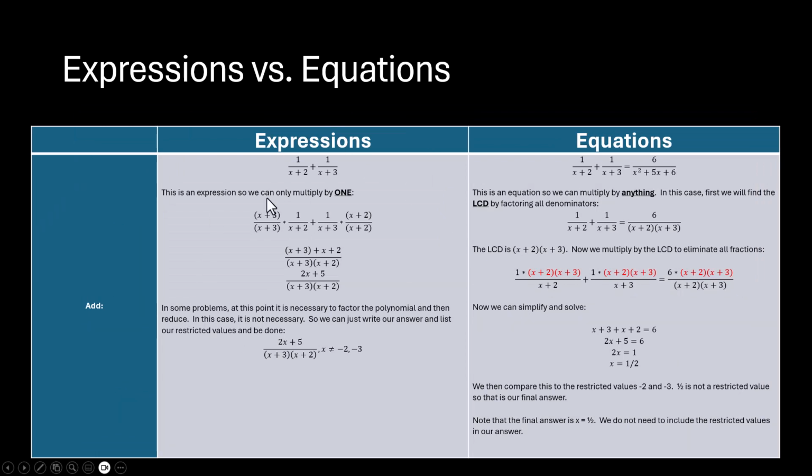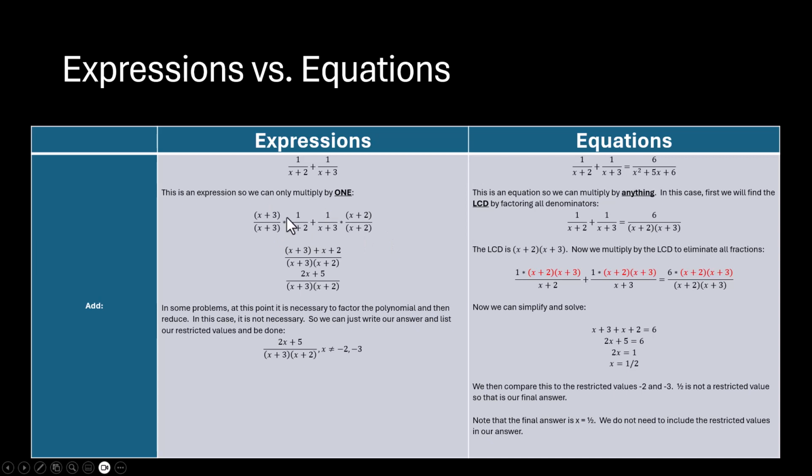So let's look over here. What if I have 1 over x plus 2 plus 1 over x plus 3? Again, this is an expression, not an equation, so the only thing I'm allowed to multiply by is 1. If I multiply 1 over x plus 2 times x plus 3 over x plus 3, well, what is x plus 3 over x plus 3? It's just 1, isn't it? So I'm really just multiplying by 1. In other words, I'm not changing the truth value of this. Likewise, over here, I can multiply 1 over x plus 3 by x plus 2 over x plus 2. Again, this is just 1, so I'm not changing anything.